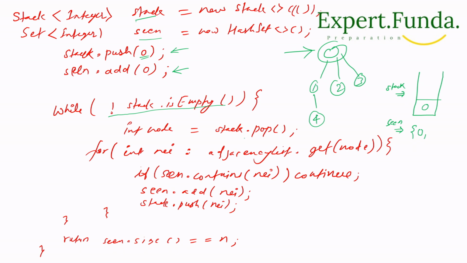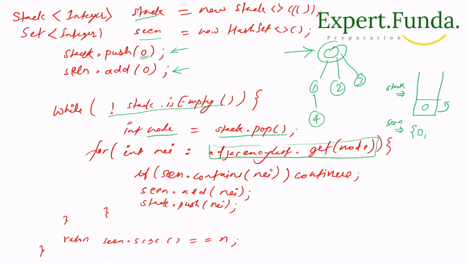Now we have to remove from the what? Stack. So we have to remove from the stack. We are removing this root node from the stack, and that is our node. Okay, now we'll check here the adjacency list dot get node. If adjacency list dot get node means this one, right?